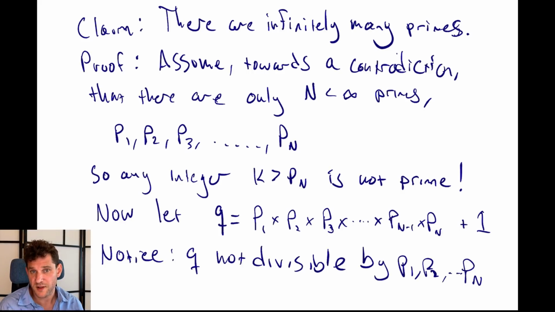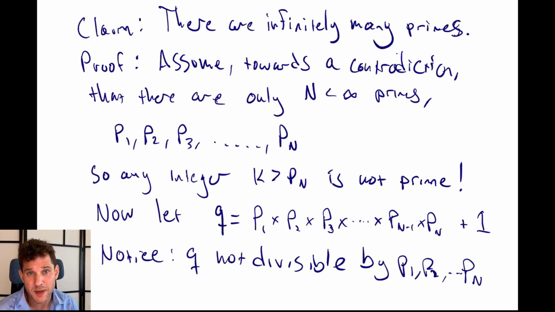It's important to note that this number Q is not divisible by P1 or P2 or P3 or all the way up to PN. It can't be divisible by any of these numbers because it's not divisible by P1: it's P1 times some other integer plus 1. If you're P1 times some other integer plus 1, you're not divisible by P1. You would have a remainder of 1 when you tried to divide by P1. Similarly, if you tried to divide Q by P2, you would have a remainder of 1. So it's not divisible by P2, and so forth. It's not divisible by any of these primes, P1 through PN.